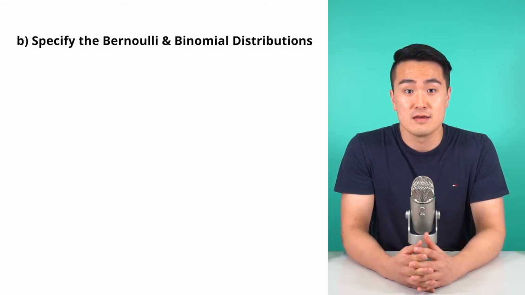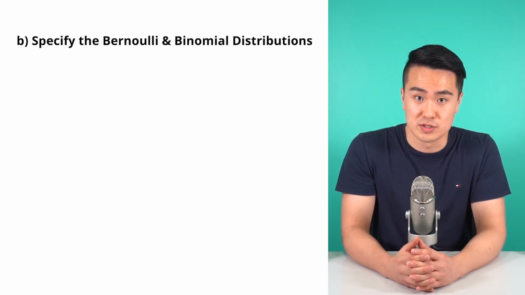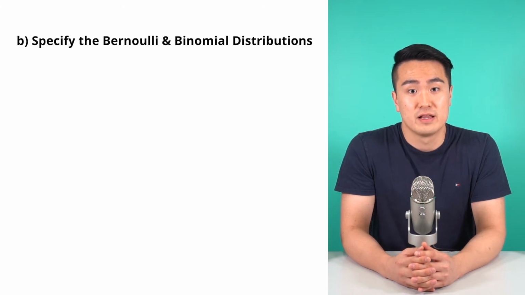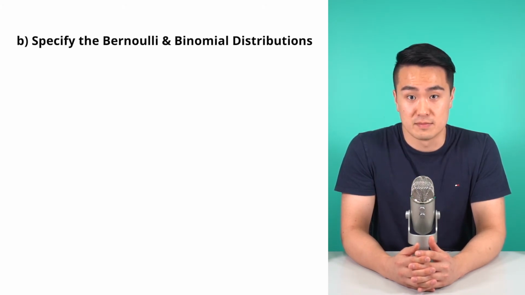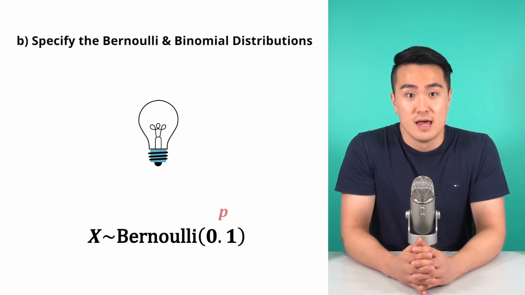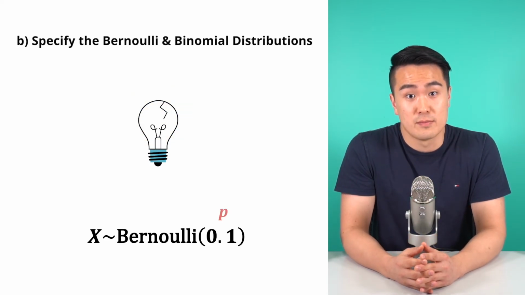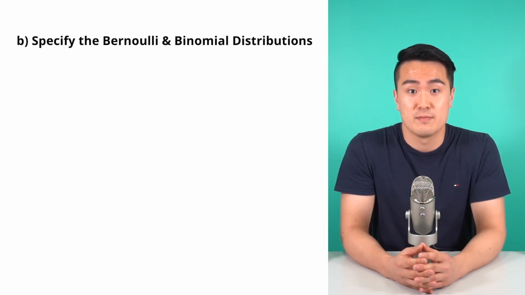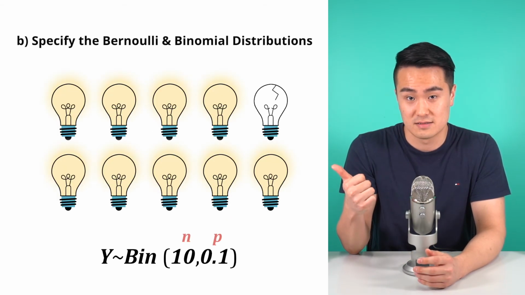B. Specify the Bernoulli and binomial distributions. Because each trial of a light bulb has a probability of defect 10%, we specify the Bernoulli distribution as this. Because there are 10 Bernoulli trials in the binomial experiment, we can specify the binomial distribution as this.